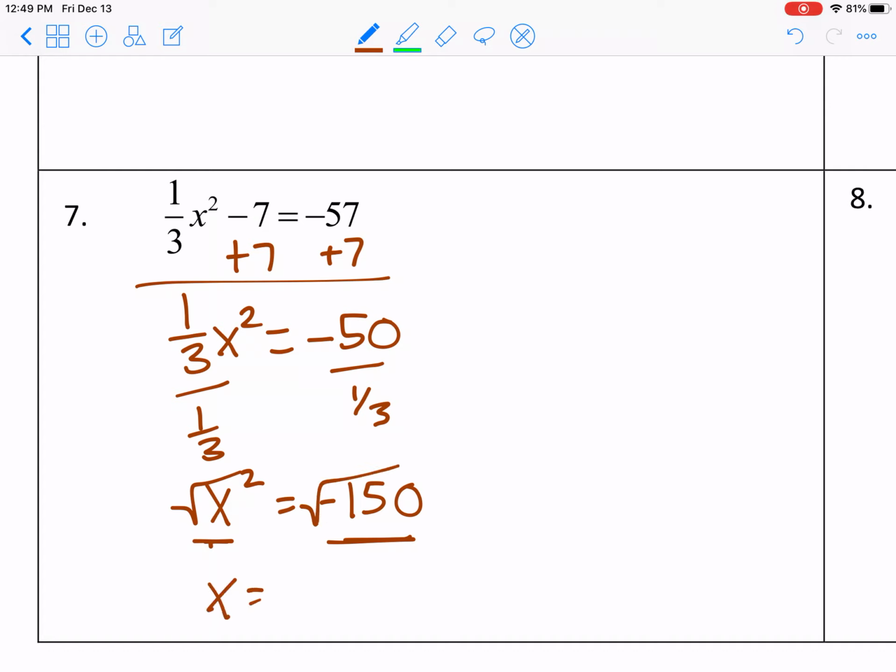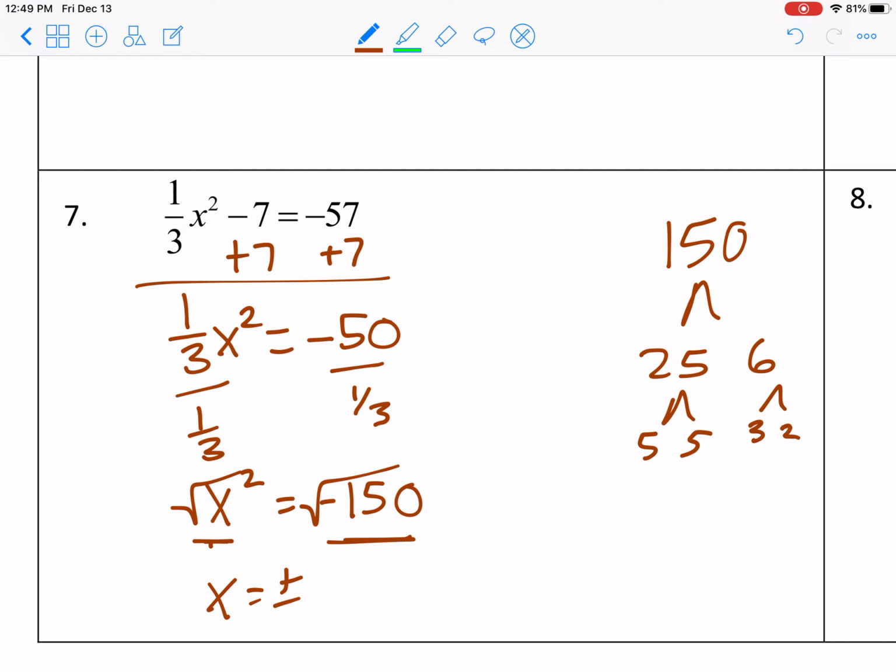So we will get x equals plus or minus, okay, let's look at 150. It divides into 25 and 6, and 25 is a perfect square, 5 and 5. 6 divides into 3 and 2, so it's not a perfect square. So we're going to put 5 out front, root 6. Because this was negative 150, I have an i there, right? So this is an imaginary solution.